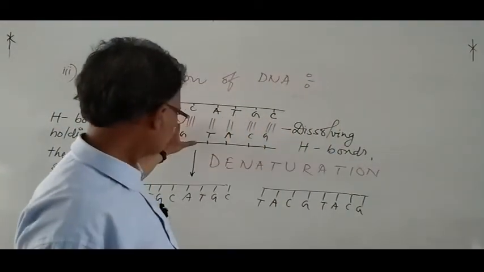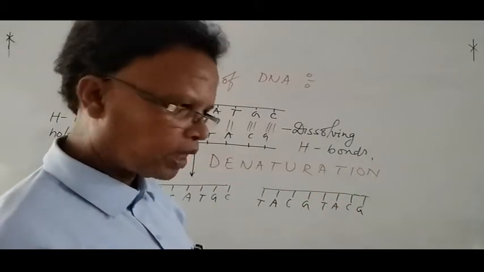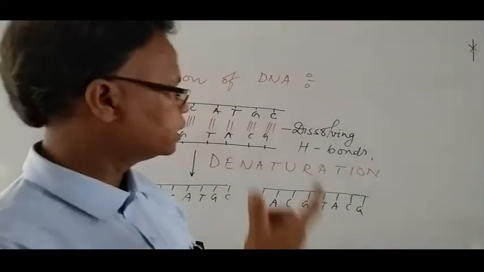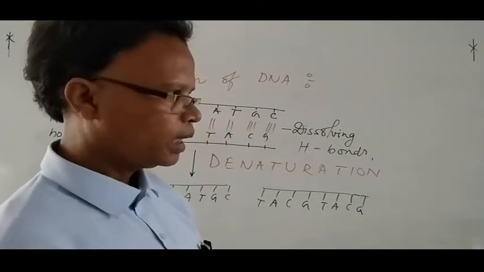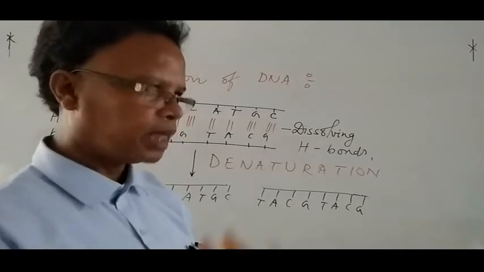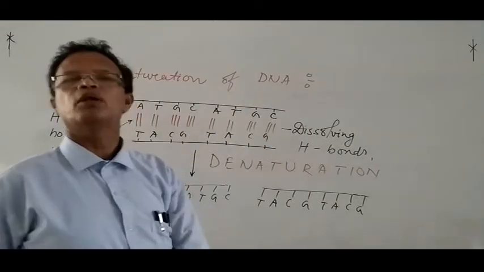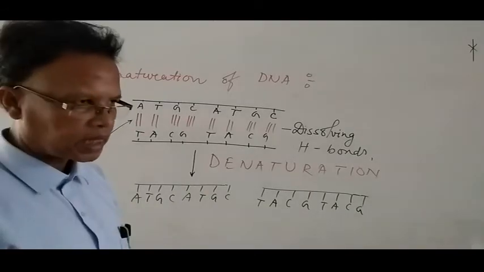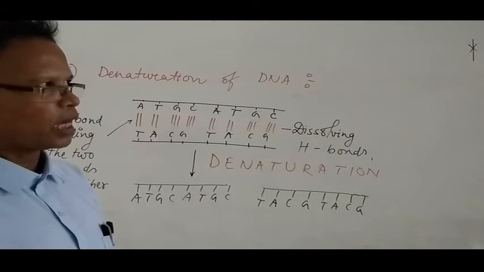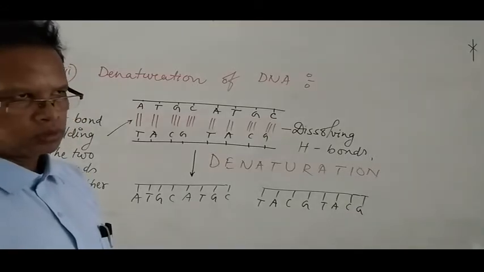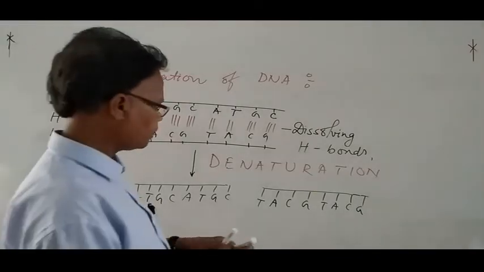But hydrogen bonds cannot be easily dissolved by just anything. Something must be there that can dissolve the hydrogen bonds, maybe a physical agent, maybe a chemical agent, whoever is responsible. Any external factor responsible for dissolving the hydrogen bonds is known as a denaturing agent.